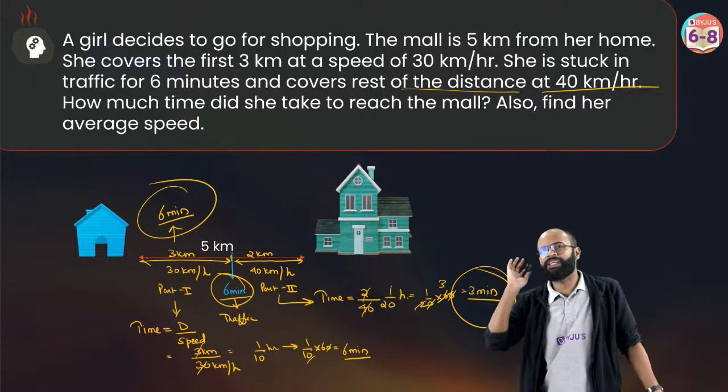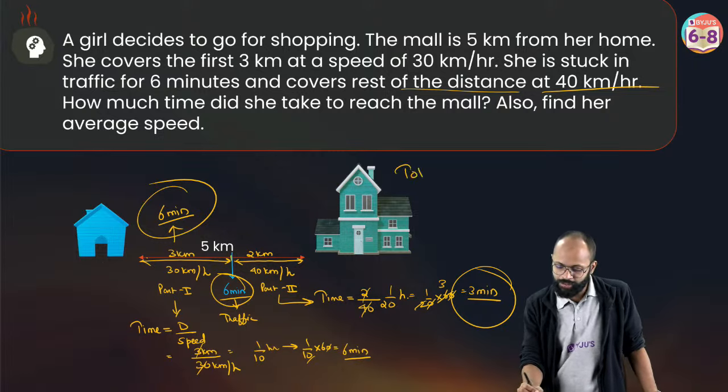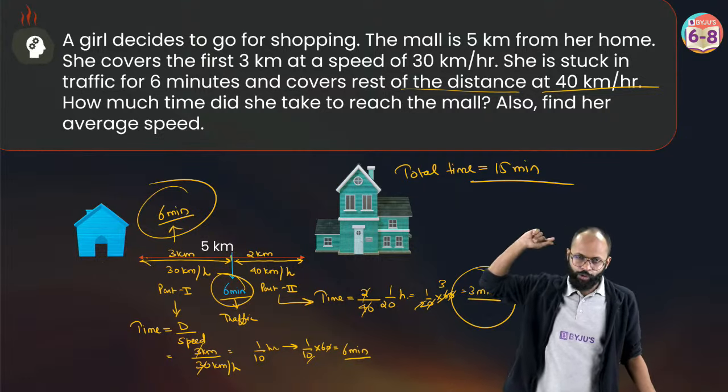6 plus 6 plus 3. What is this? 12. Right? 12 plus 3 is 15. So total time is 15 minutes. Did you get it?